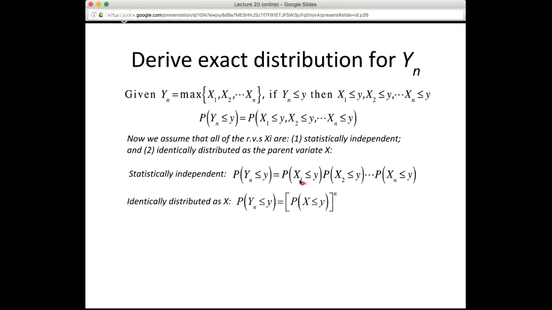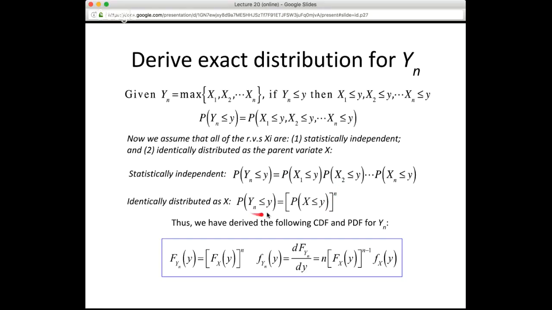Okay. And if each of these xi's are identically distributed as the parent population, that means we can replace x1 here with x, x2 with x, xn with x. And so we just have a product of n probabilities that x is less than or equal to y. So we can express the probability that yn is less than or equal to y as equal to the probability that x is less than or equal to y, raised to the n, which is our sample size.